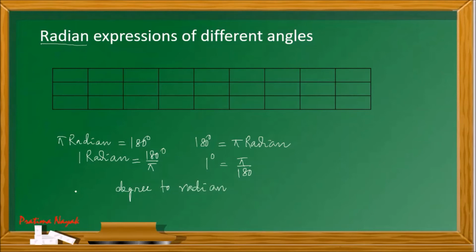To convert degrees into radians, multiply with pi by 180. So let us write all the things. Here I am writing in degrees and I'll write in radians.